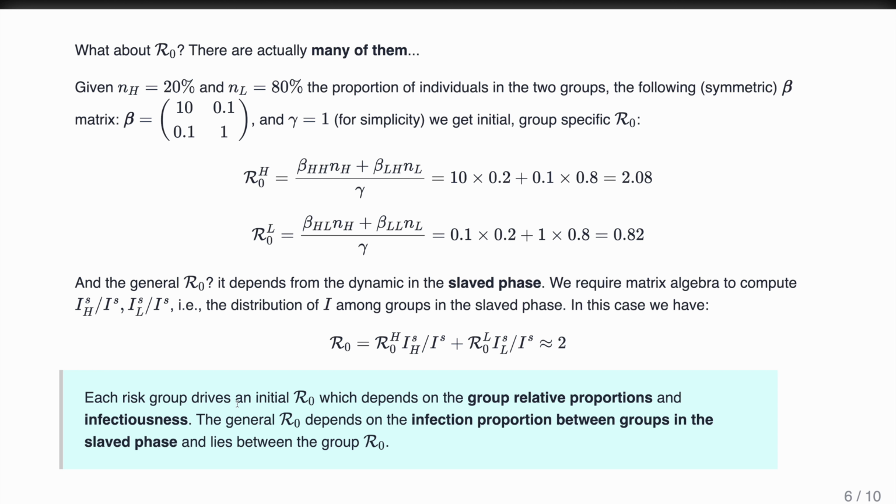So what can you derive from this example? Each risk group drives an initial R naught, which is linked to the group relative proportions in infectiousness, so the betas and the n. But there is also a general R naught which depends on the infection proportion between groups during the slave phase.